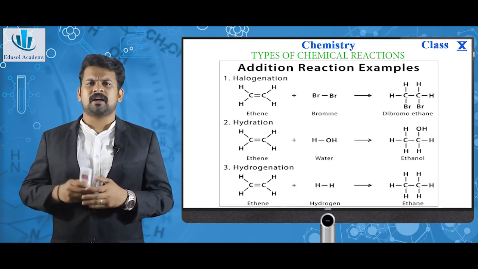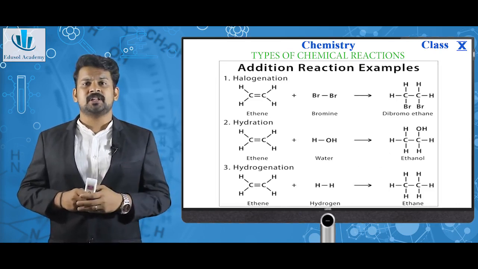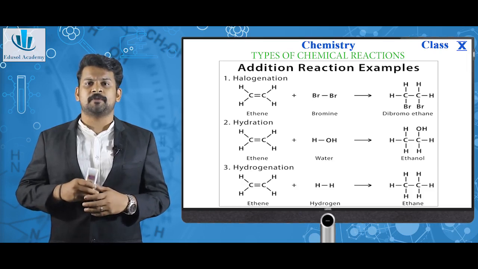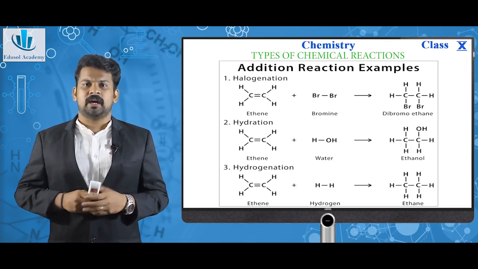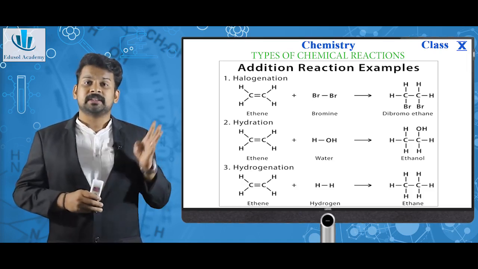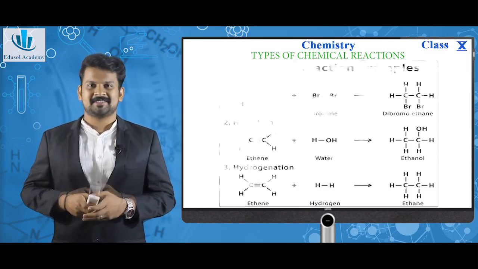Addition reaction does not confine itself to hydrogenation. Also, there is halogenation, which is addition of halogen to the double bond, hydration, which is addition of water to the double bond, and as we discussed, hydrogenation, addition of hydrogen to the double bond. These 3 peculiar addition reactions give 3 different products.